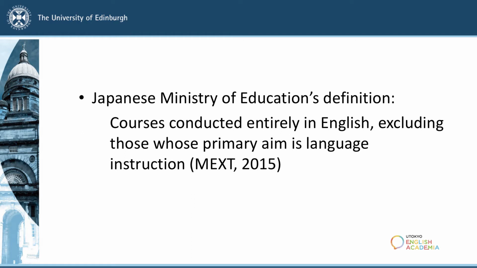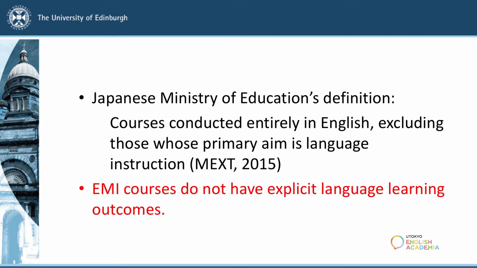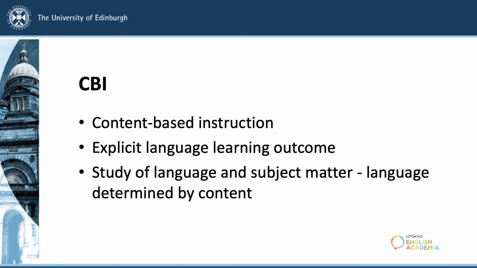This definition of EMI fits the one provided by the Japanese Ministry of Education, who state that EMI refers to courses conducted entirely in English, excluding those whose primary aim is language instruction. So just to be clear then, EMI courses do not have an explicit language learning outcome. Courses or programmes that do have an explicit language learning outcome can be defined as content-based courses, CBI, content-based instruction, which involves lessons in an English class or programme being organised around content.